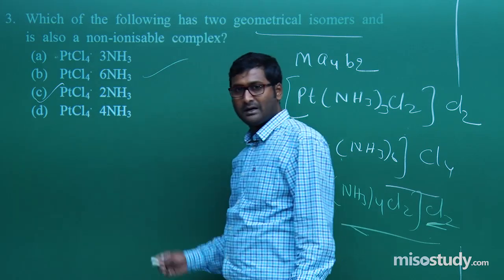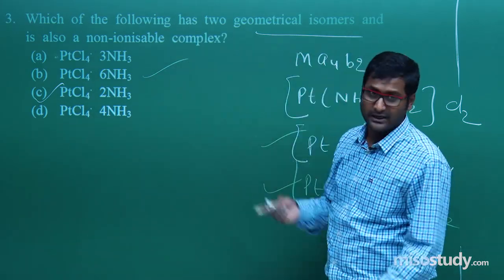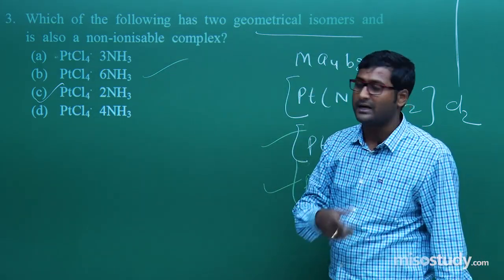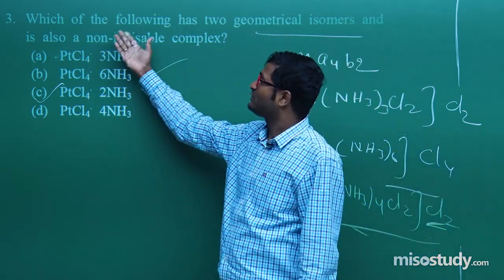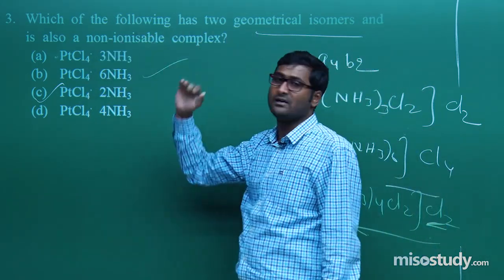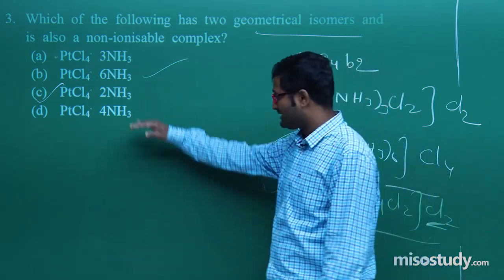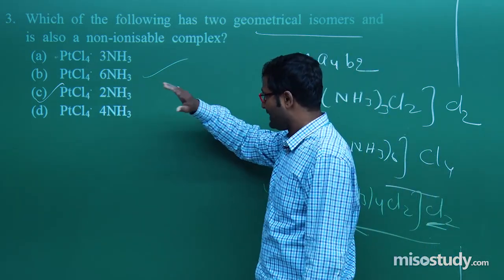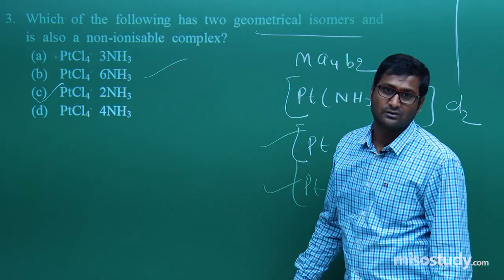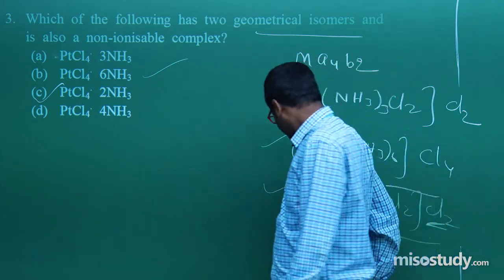Clear to you what I am telling? We have to check 2 things, not only geometrical isomers but also whether the complex is non-ionizable, that is, no presence of charge. So this option satisfies the whole criteria for this question. Clear?